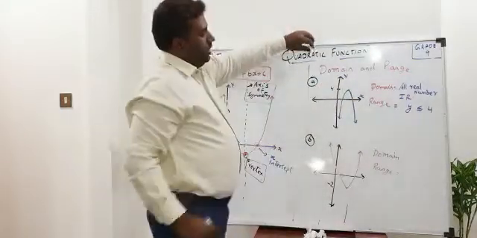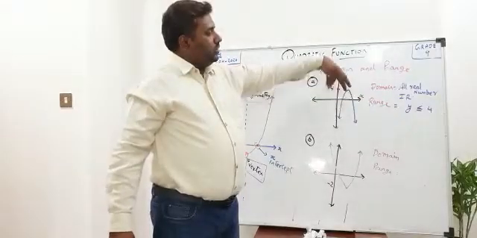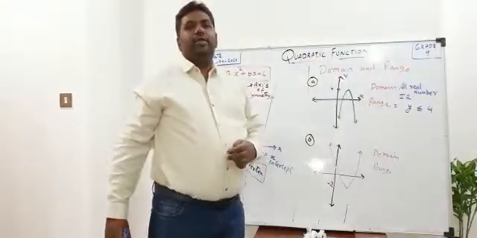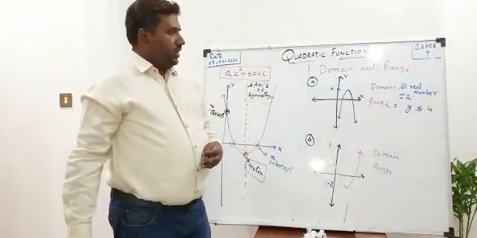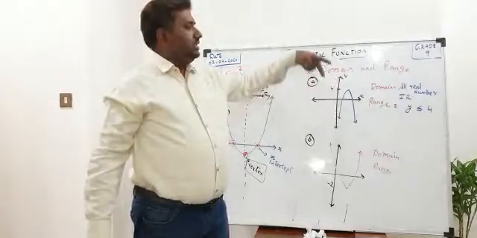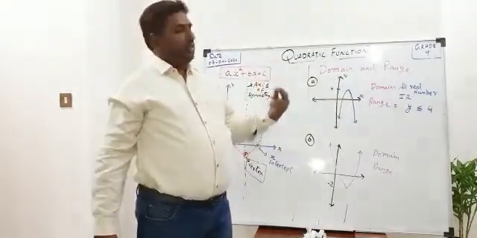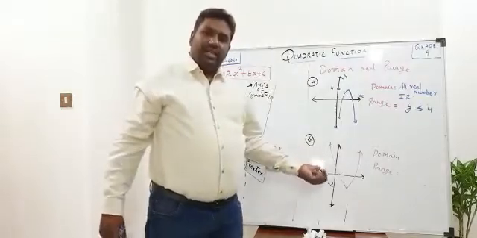So whenever you see a parabola downwards, you can say y less than or equal to 4 is your range. Okay, so range always defines the movement of the graph on the y-axis: downward, less than or equal to; upward, greater than or equal to. Let's check the second graph.